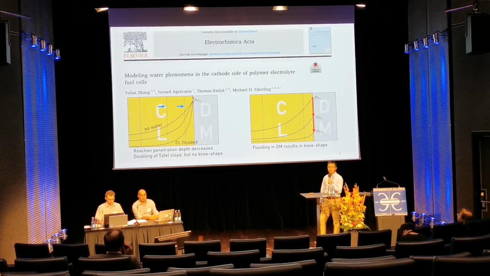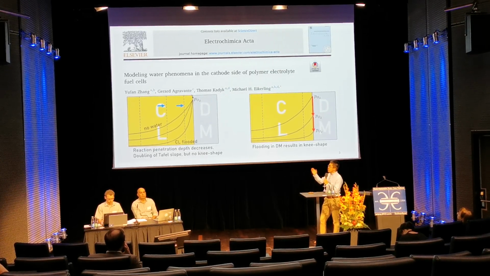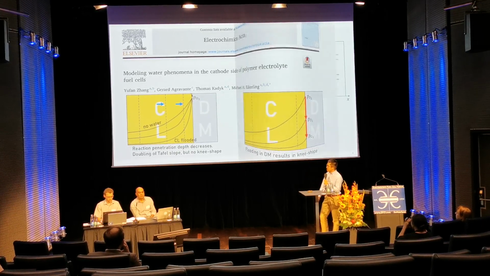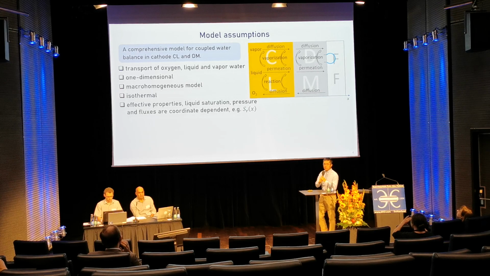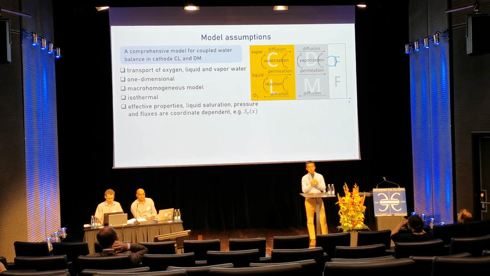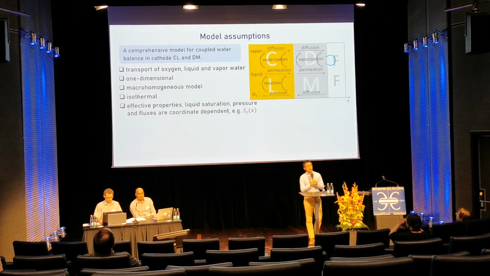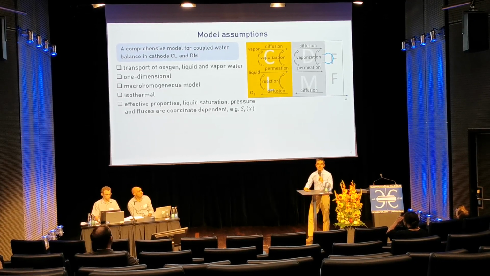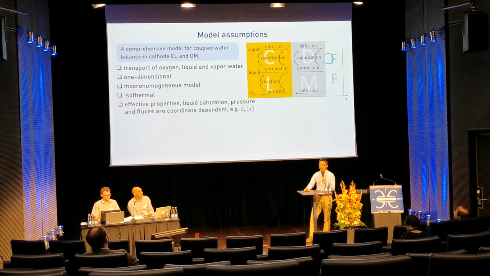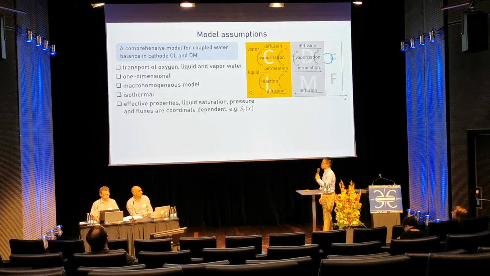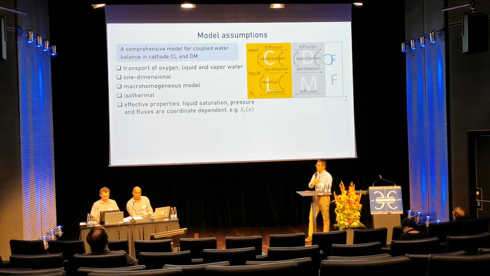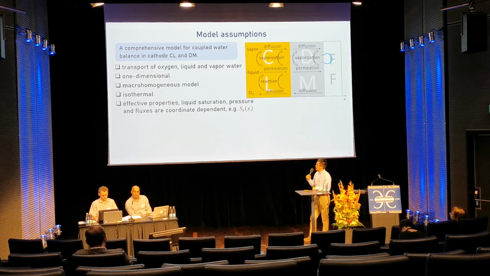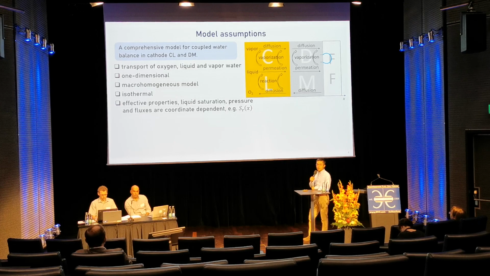To test this hypothesis, we have proposed a model for the saturation distribution in the whole cathode. In our model, oxygen and gas diffuse through the diffusion medium into the catalyst layer. Reaction produces water; part of the water vaporizes, and the other part exits the cell in liquid form. Our model is one-dimensional, microhomogeneous, and isothermal. In particular, effective properties, saturation distribution, pressure and fluxes are all coordinate dependent.